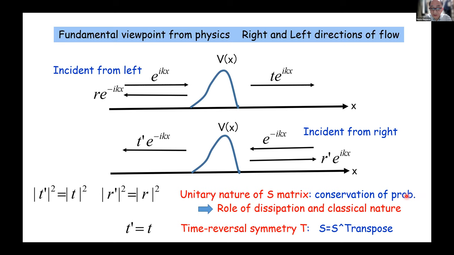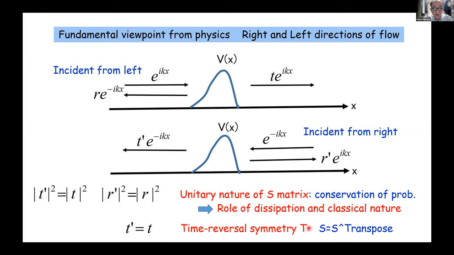Then, in order to have a non-reciprocal response, you need dissipation and some classical nature, which originates from the coupling to the heat bath. So then you have dissipation, and somehow the time reversal symmetry is broken in a statistical way. Also, once you have time reversal symmetry for the microscopic Hamiltonian, then T prime is equal to T. You have an additional constraint coming from the time reversal symmetry. Note that this equation does not require any time reversal symmetry of the Hamiltonian.